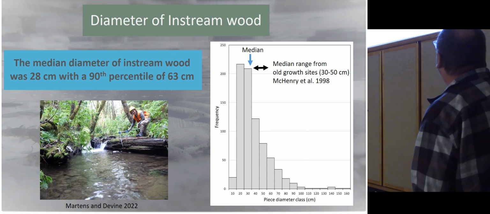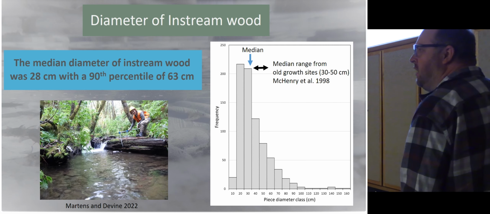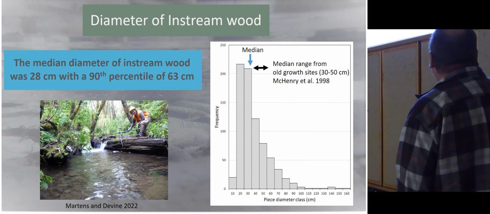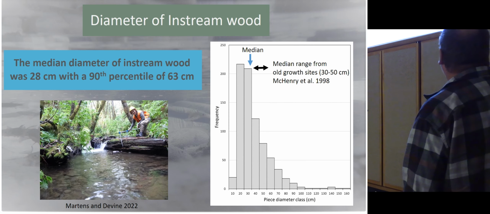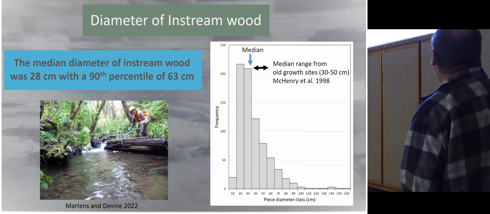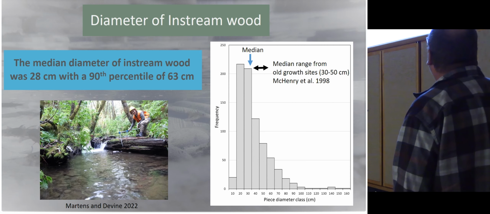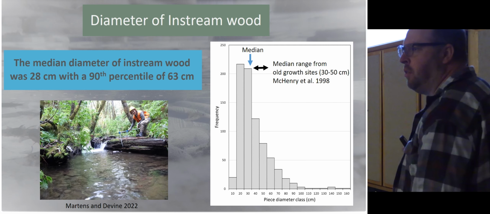And to compare this data, I've used data from McHenry et al. 1998 that actually sampled some old growth sites within the boundaries of the OES a while ago. And what we found, the median range between their 5 old growth sites ranged about 30 to 50 centimeters. They also had some second growth sites, and those all had a median less than 30 centimeters. So our data fits very nicely within there.